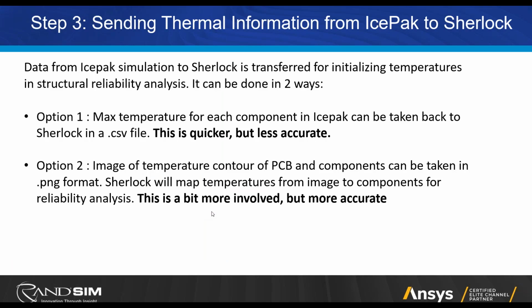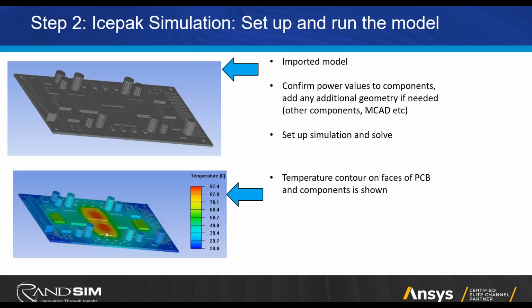Okay, so now the next step is to send that thermal information back into Sherlock. There are 2 ways we can do that. We can either export just a mapping of each component to its max temperature, and then Sherlock will consider the entire component to be that temperature, or we can export the temperature as it varies throughout the PCB, which will capture the effect of gradients throughout the device and throughout the PCB.